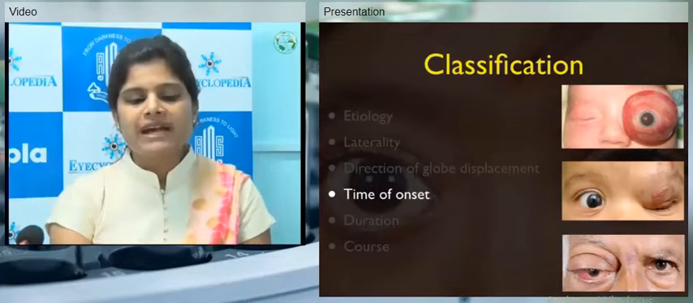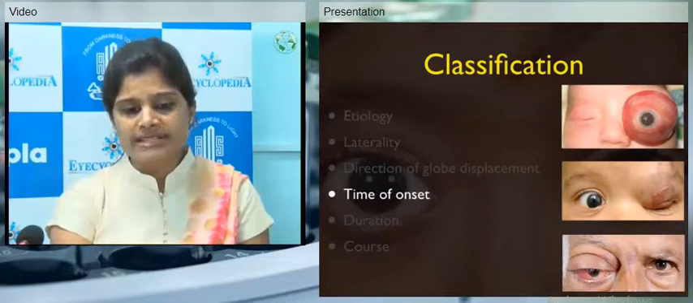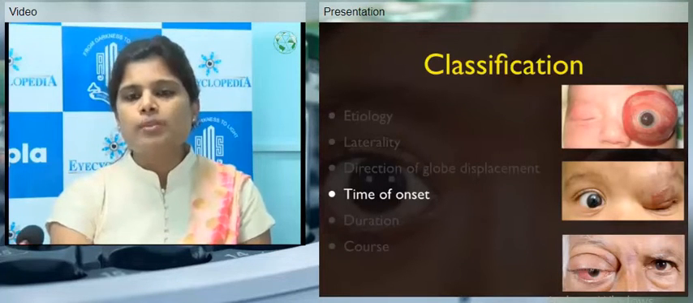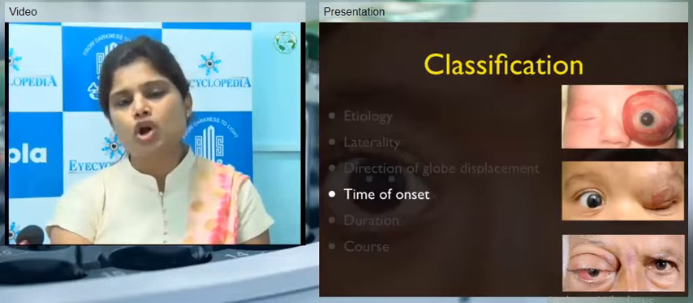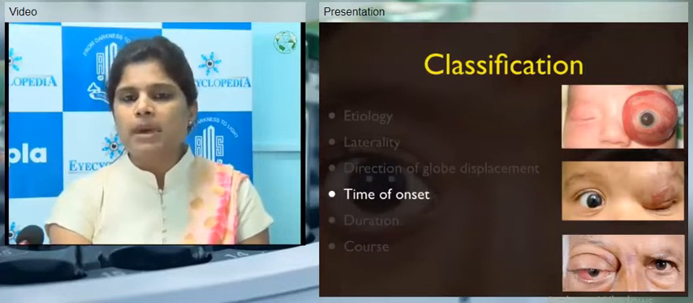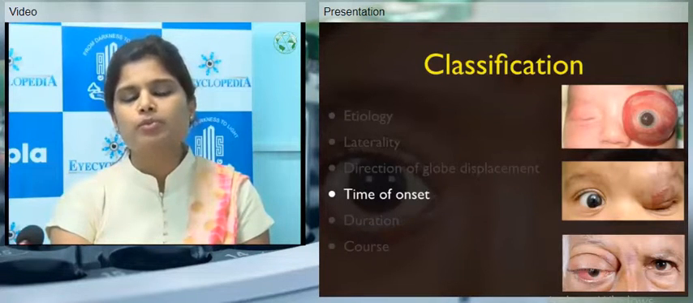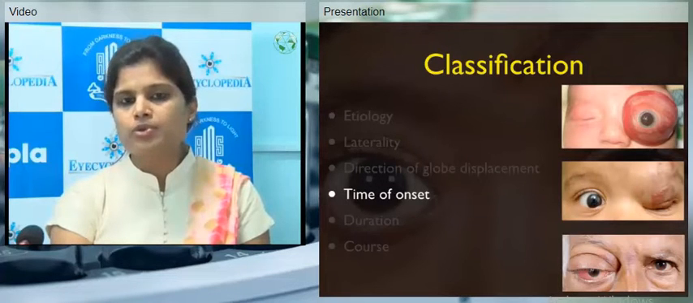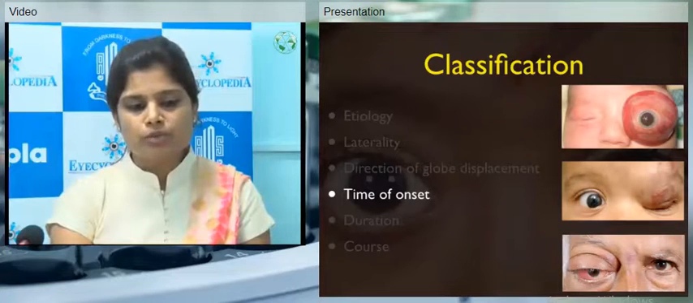And then for infantile onset proptosis, the most common cause that you are seeing here is a hemangioma, where there is an eyelid and orbital component of the hemangioma. Only an eyelid hemangioma is not going to cause proptosis, but if there is an orbital component to that hemangioma, then proptosis will occur. So the most common cause of infantile proptosis is the orbital hemangioma.